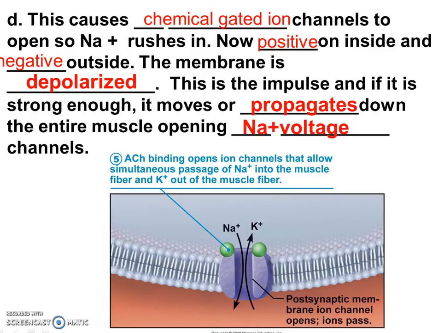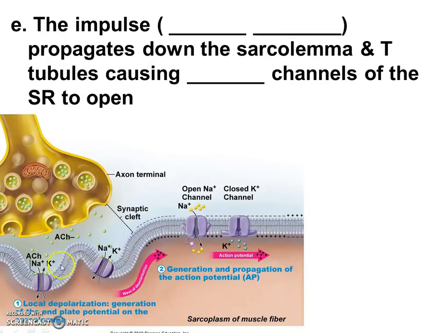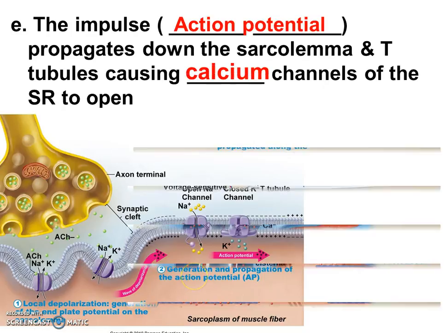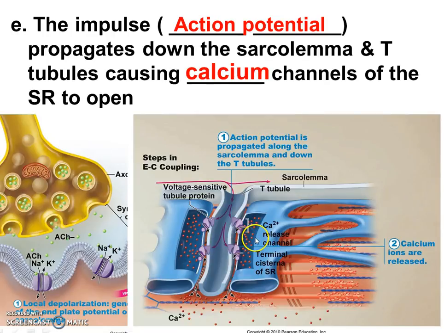When an electrical signal propagates and opens up the channels, that's called a voltage channel. When a chemical opens it, it's a chemical channel. So acetylcholine opens up this channel, it's called a chemical gated channel. But later on down the membrane, all these will start opening because of an electrical change. The impulse or the action potential propagates down the sarcolemma, down the T-tubules, causing calcium channels to open in the muscle now. When calcium channels open in the muscle, we know what's going to happen.